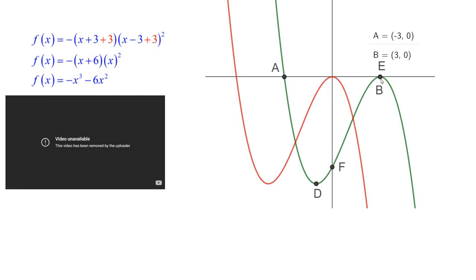And I even got a computer to do it to make sure it was right. There's the original function. If I add 3 right in there and I get this equation, everything moves exactly 3 units to the left.